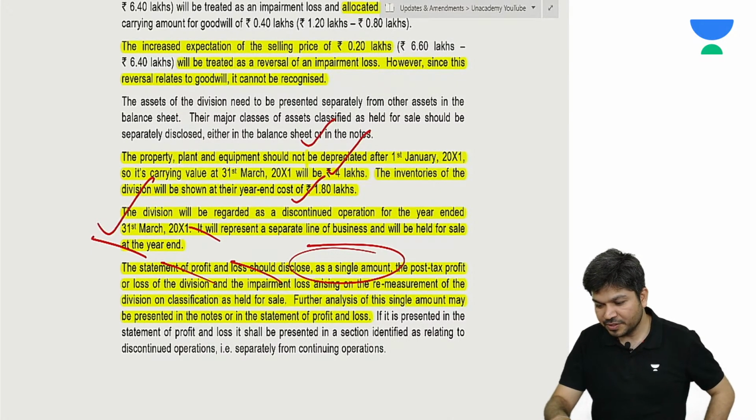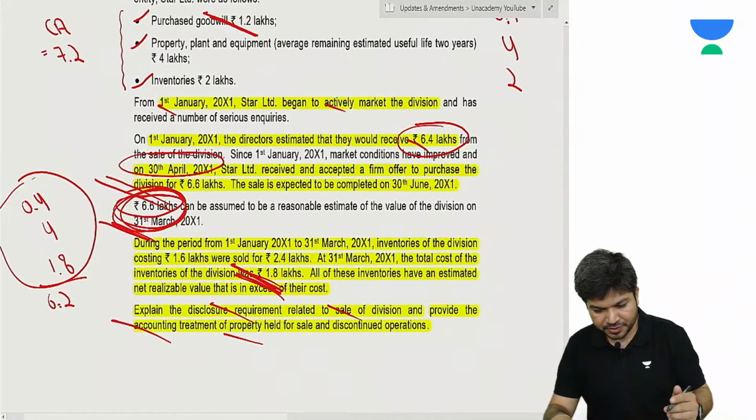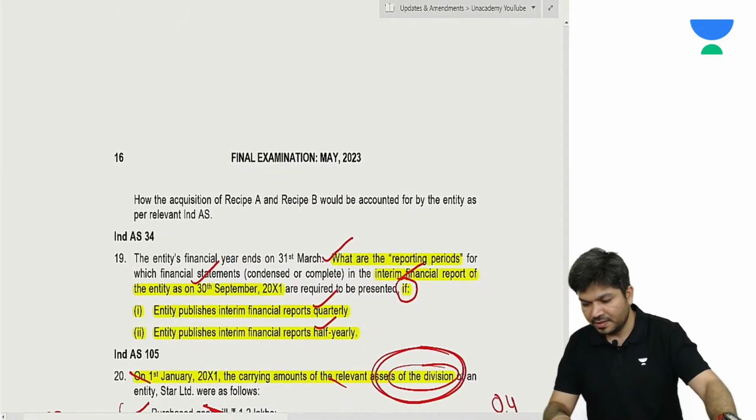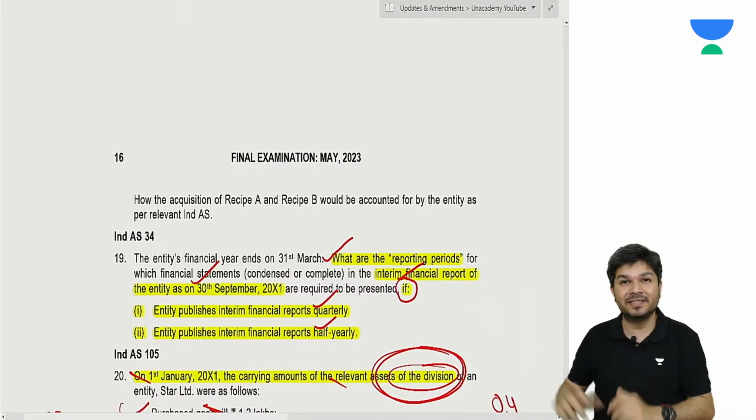Okay, Venkatesh has a question, sir. How did you conclude that it's a discontinued operation? Dear, one thing is that the word written was division. If you check the question, the word written was the division. So I assume division is what? It's basically a part of that entity.